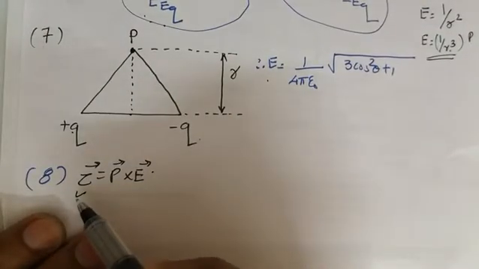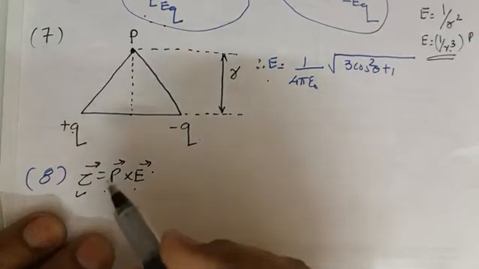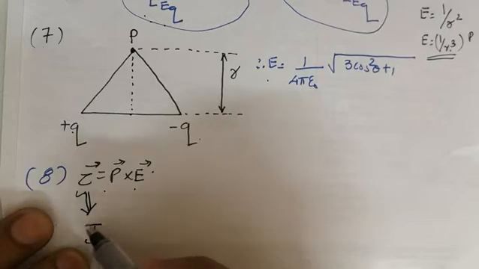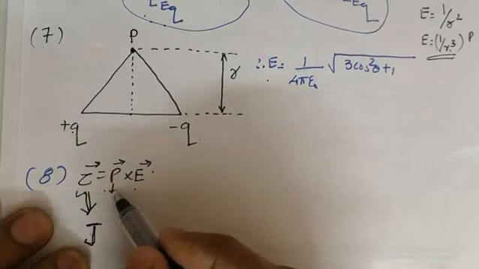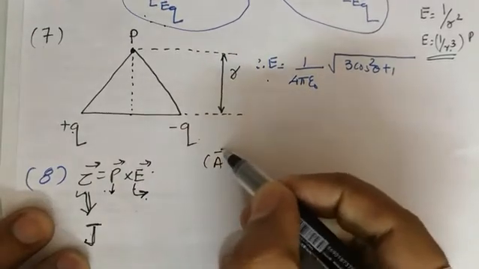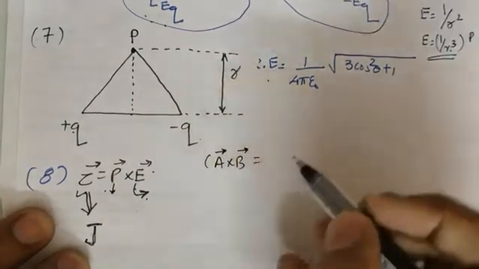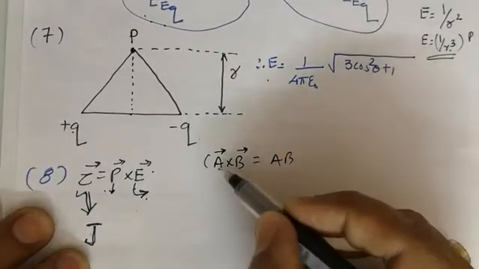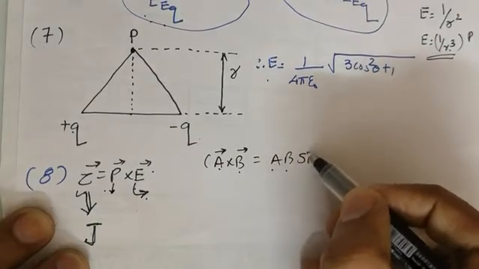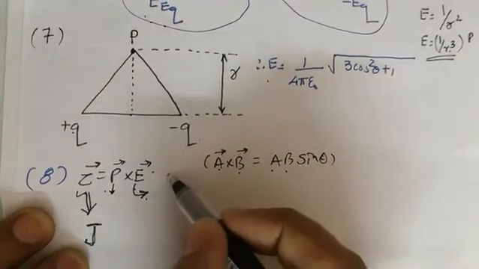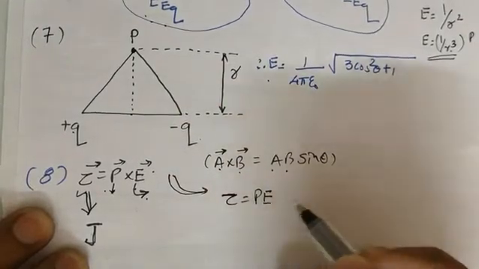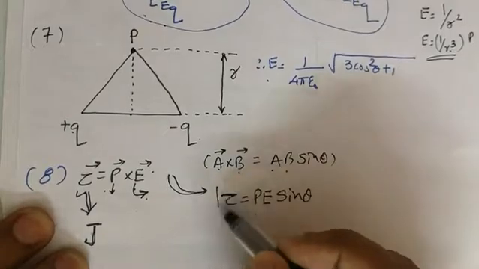Next formula, an important one, is torque: tau equals P cross E. First of all, it is giving us a reminder of torque, having the unit of joule. P is the electric dipole moment and E is the electric field. But you are aware about vectors: whenever you have a cross notation, it deals with the magnitudes of both quantities, meaning magnitude of A and magnitude of B into sine theta. The same can be applied here. We can have torque tau equals PE sine theta.